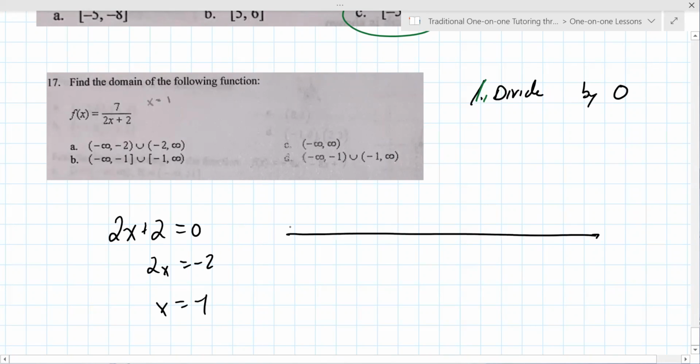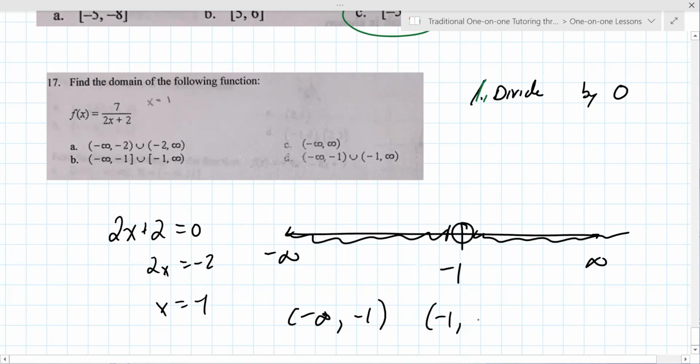If you're looking at a number line here from -infinity to infinity, at -1 it's bad, but everything else is okay. So it's everything from -infinity to -1, and -1 to infinity. These include it, but these don't include it over here on D. So that's why D is correct.